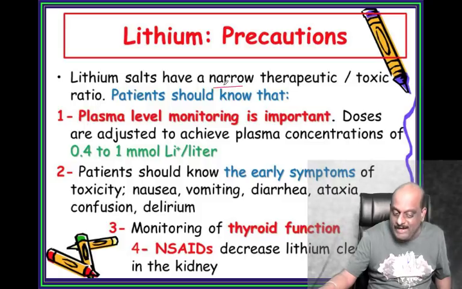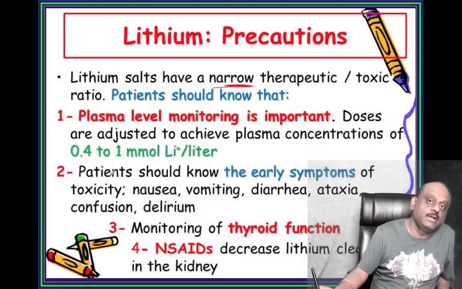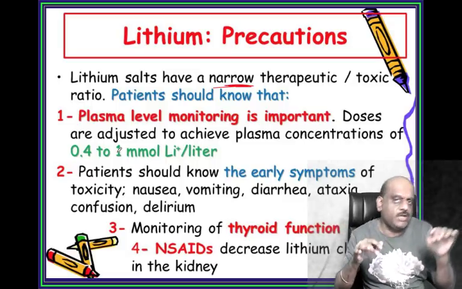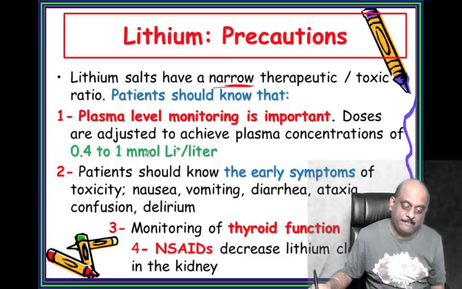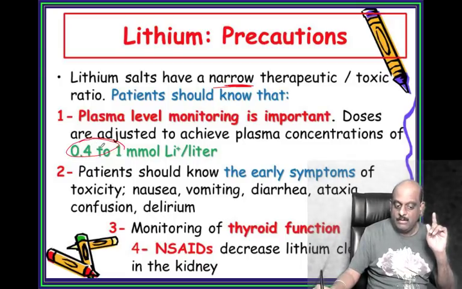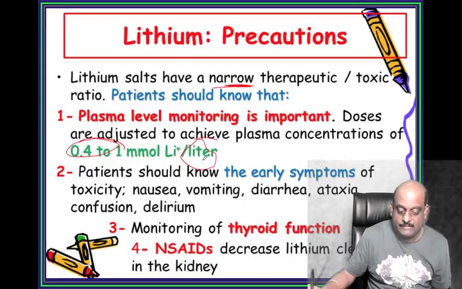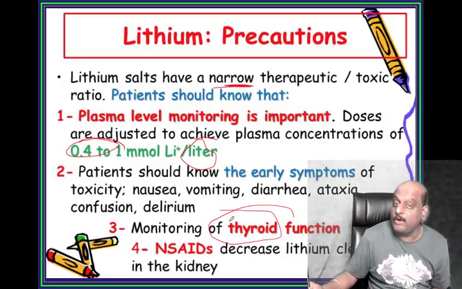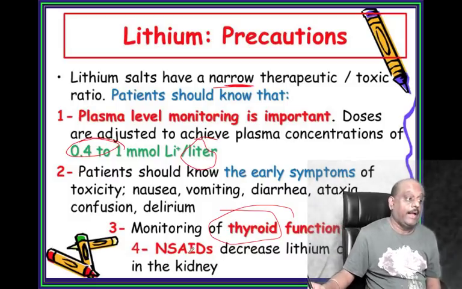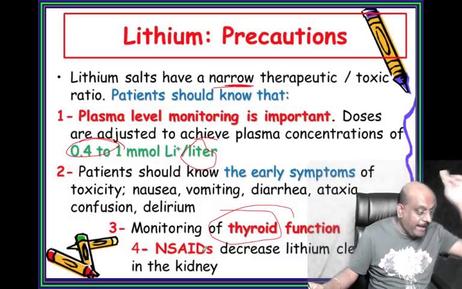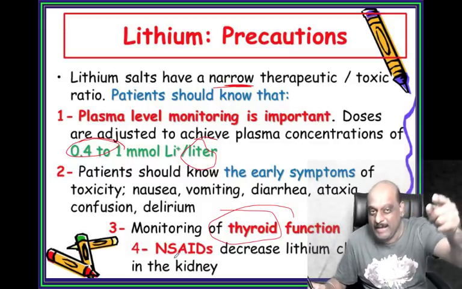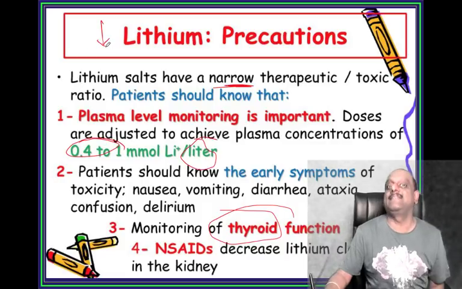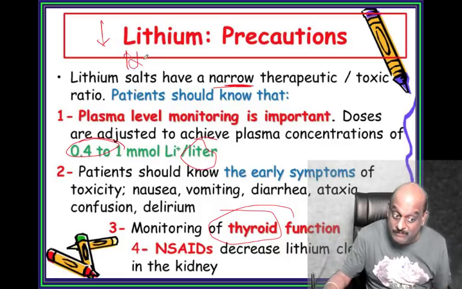Now doctor, there is a very narrow therapeutic range. One of the favorite questions of the examiner, what is the therapeutic plasma concentration of the lithium? Single liner in tomorrow's exam. 0.4 to 1 millimoles per liter. And you should monitor thyroid functions. And if a patient on lithium is taking NSAIDs, you have to be careful, because NSAIDs decrease the clearance of lithium and increase chances of lithium toxicity.